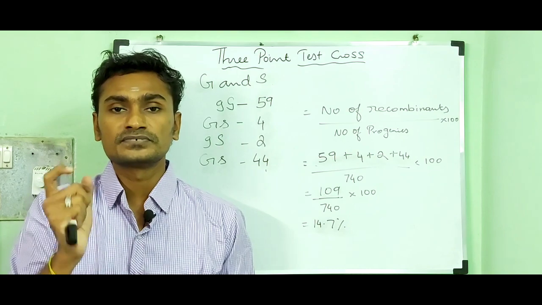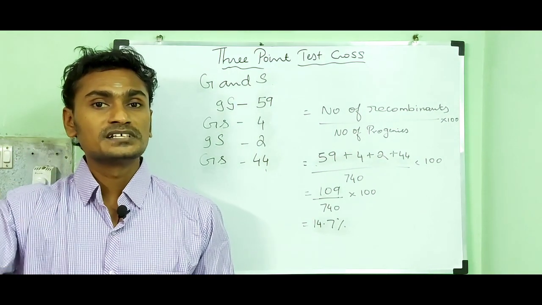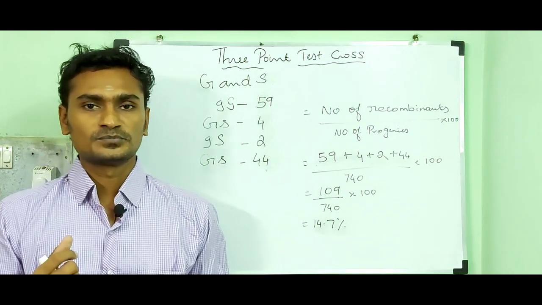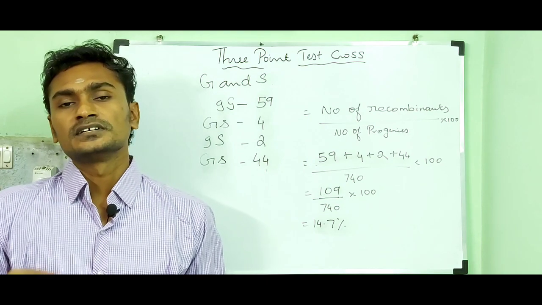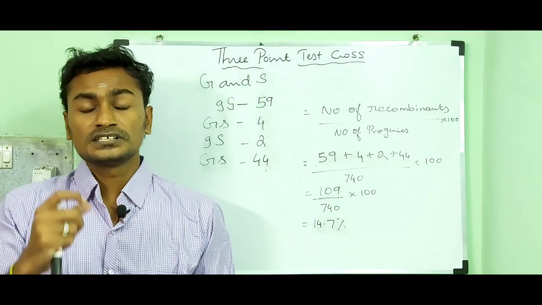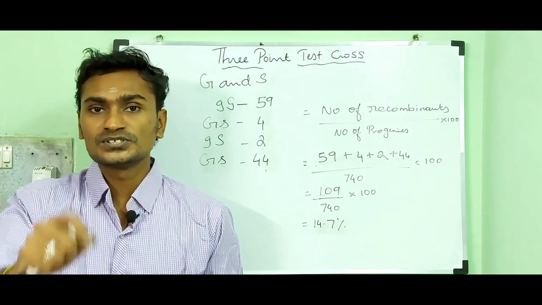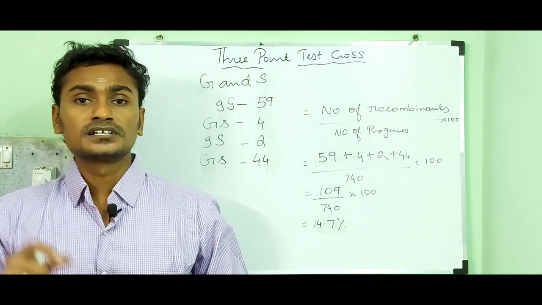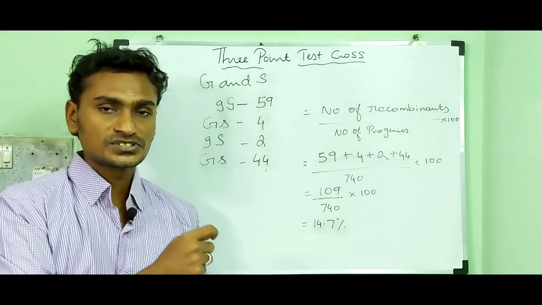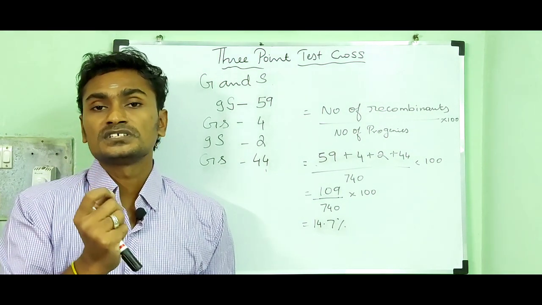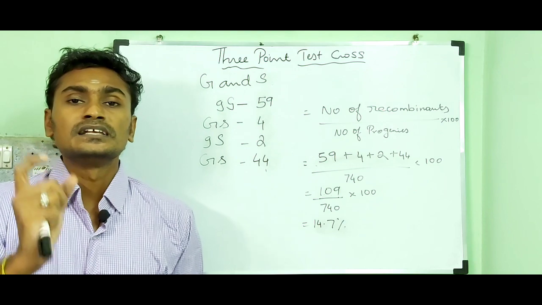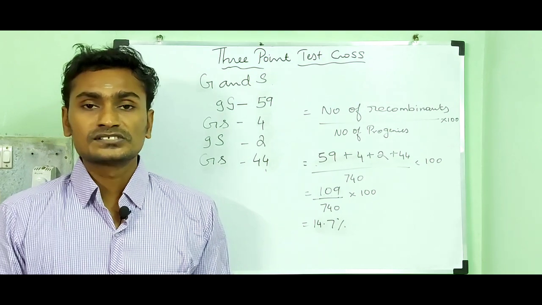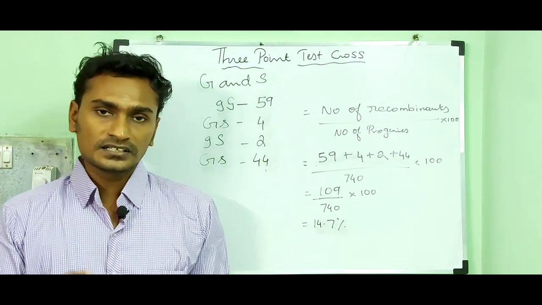All the recombination frequency values are less than 50%, and it shows the genes are linked. If the recombination frequency is more than 50%, it shows the alleles are far apart from each other. But here all the recombination frequency values are less than 50%. That means the alleles are linked together.